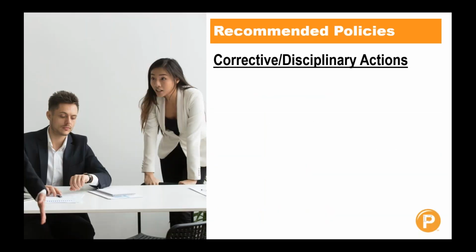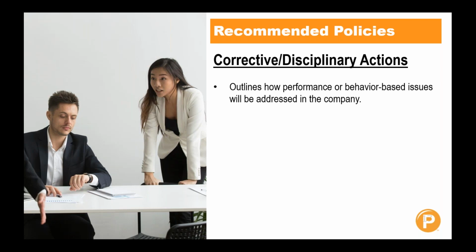Next, another important policy to have clearly outlined is a progressive discipline or corrective action policy. This policy outlines how performance or behavior-based issues will be addressed in the company. I laugh a little bit at this policy because it should not outline what performance or behavior issues will be disciplined. So it needs to be vague but specific, which I know is probably as clear as mud.